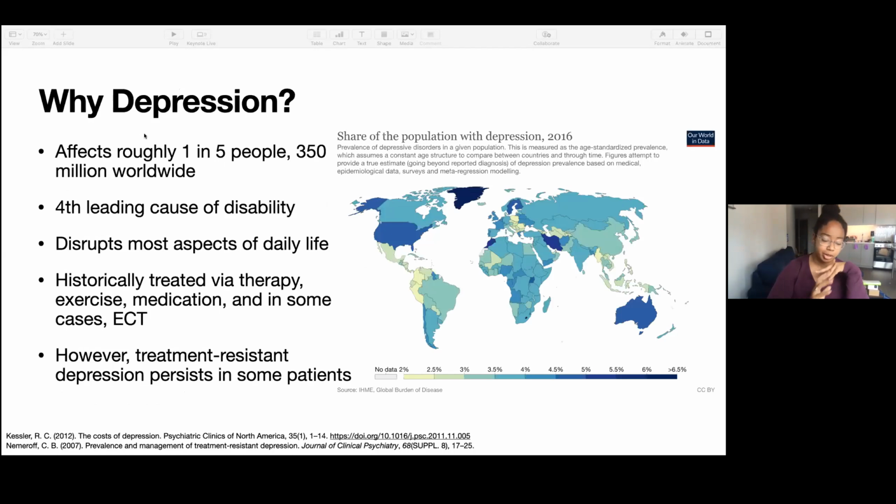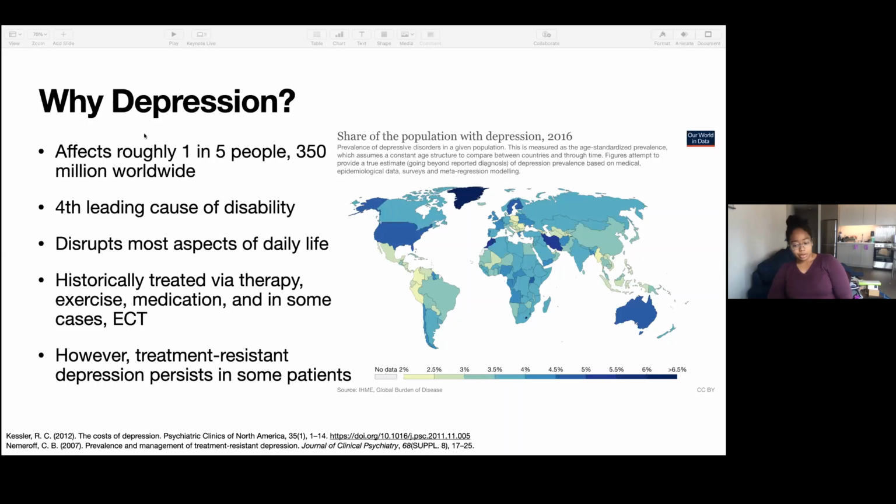So in terms of why depression, I'm sure a lot of people here already know this, but depression is a commonly occurring mental disorder that has serious negative impacts on the lives of patients. It affects roughly 1 in 5 people worldwide and is one of the leading causes of disability because it disrupts pretty much every aspect of a person's life.